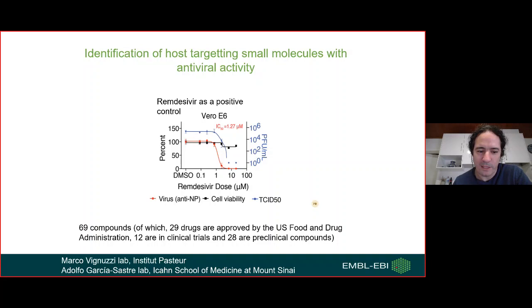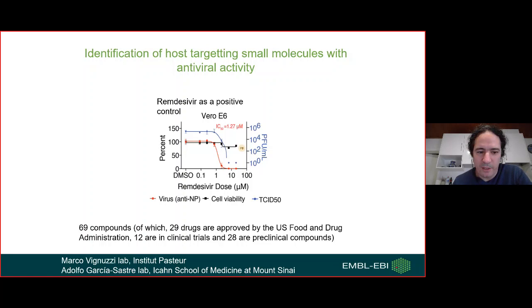The way these are typically done is you have some cell lines that can be infected, and then you have some drug that you test, in this case remdesivir as a positive control. What you would hope to see is a decrease in infection as you increase the concentration of the drug, as shown here by this red line, and you don't want to kill the cells. So simply you want something that will stop the proliferation of the virus, but not kill the cell.